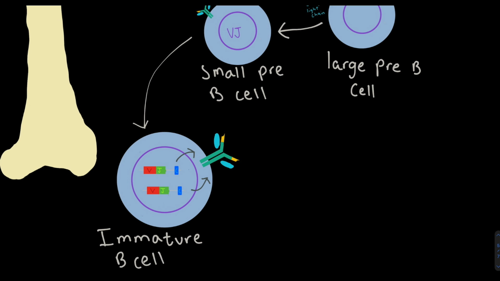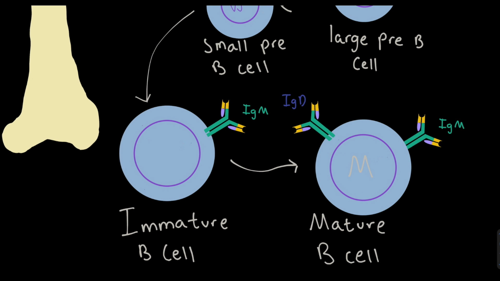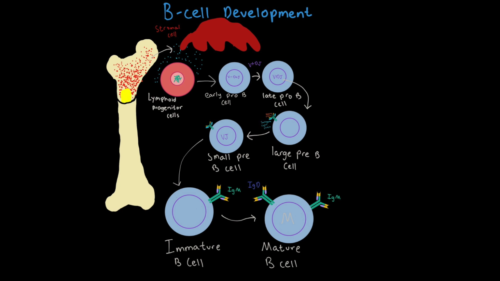Our variable and joining gene will then rearrange in the immature B cell stage, in which our immunoglobulin Mu will be expressed on the cell surface. In mature B cells, immunoglobulin delta will also be expressed on the cell surface. These mature naive B cells will leave the red bone marrow and enter the secondary lymphatic tissues, where they will be ready to attack a pathogen.